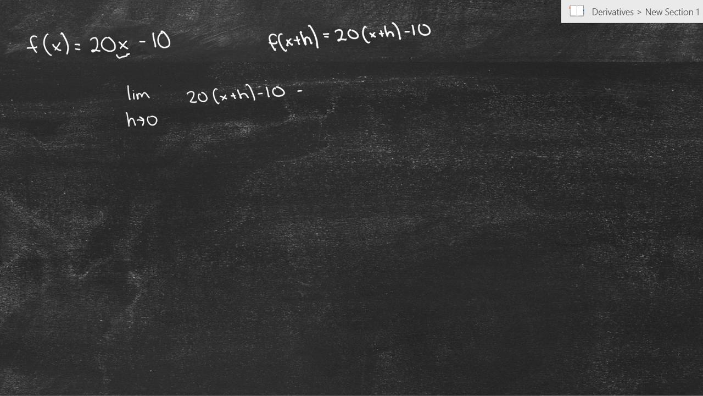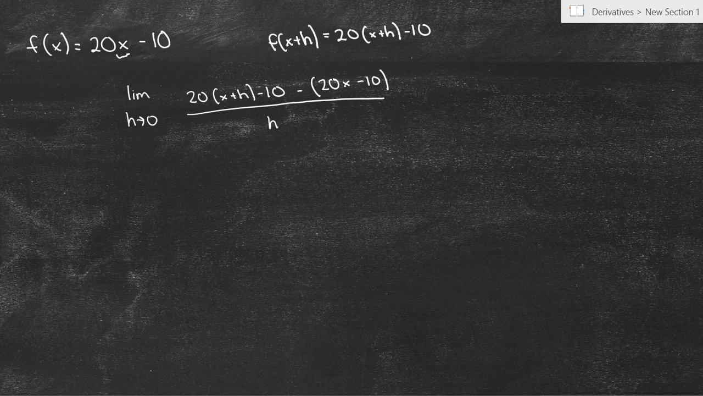Then we're going to subtract, remember, f of x, and be careful to put parentheses around the f of x because the minus sign needs to eventually touch all of the parts of f of x. So we have to be careful there. And then all of that is divided by h.